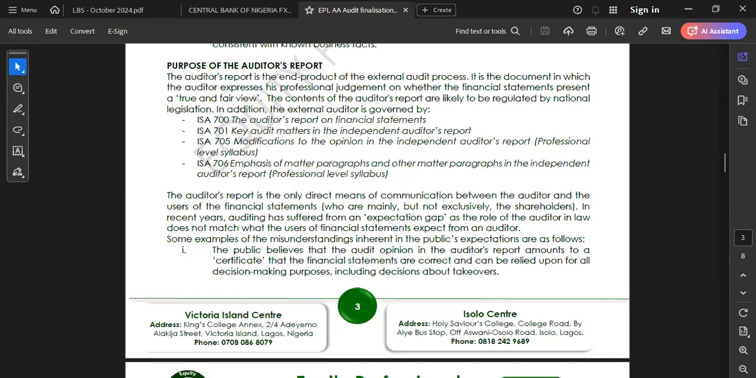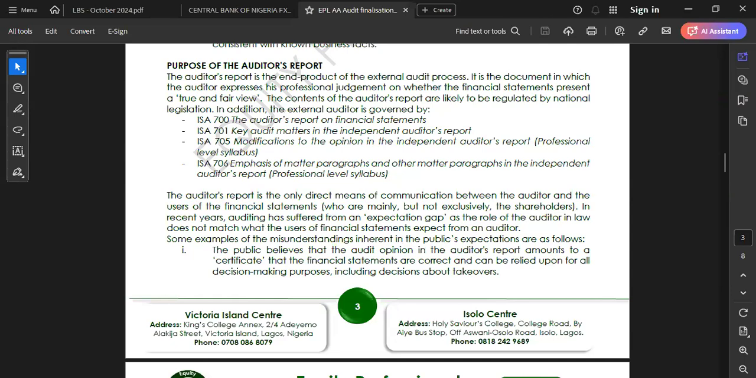So what is the audit report, and what is its purpose? Like I said, the audit report is the end product of the external audit procedure. And it's in this document that the auditor will express his professional judgment on whether the financial statement shows a true and fair view. If the financial statement shows a true and fair view, the auditor will state it here. If it doesn't show, the auditor will state it here. And there are four standards that speak to the audit report.